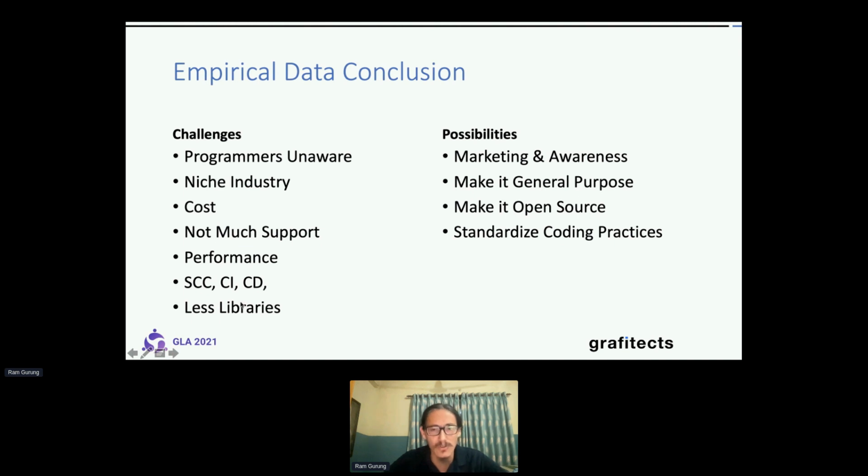Possibly they may not know properly. And the possibilities of what we can do to establish LabVIEW as a mainstream programming language: marketing and awareness, general purpose, make it open source possibly, and standardize. I think this is very, very important. All these things are important, but I think marketing and awareness and these two are very important aspects, if not all of them are possible.